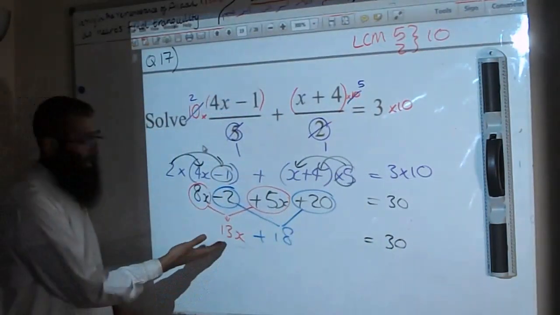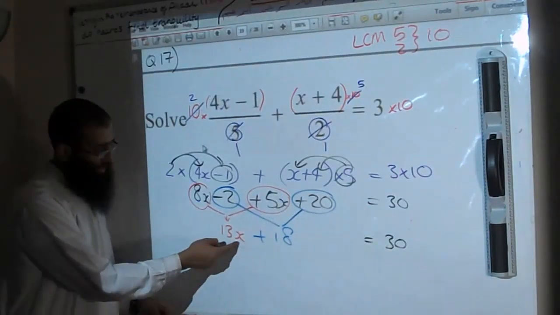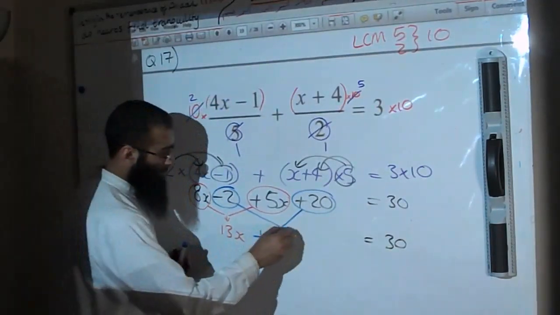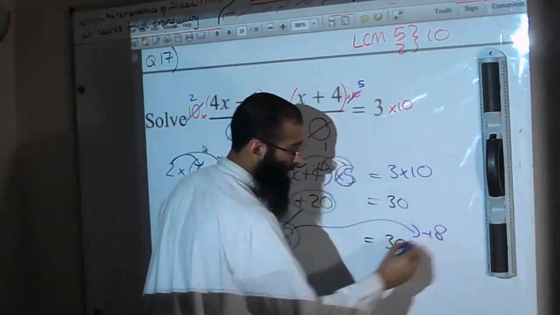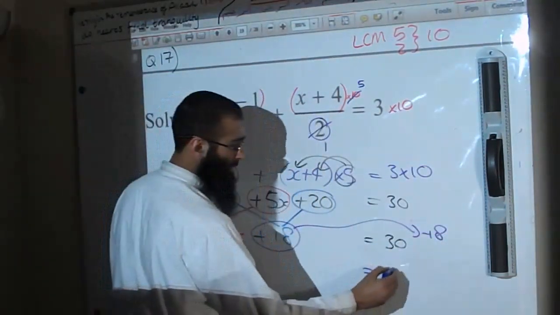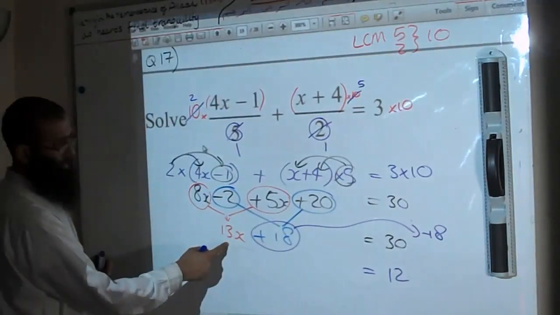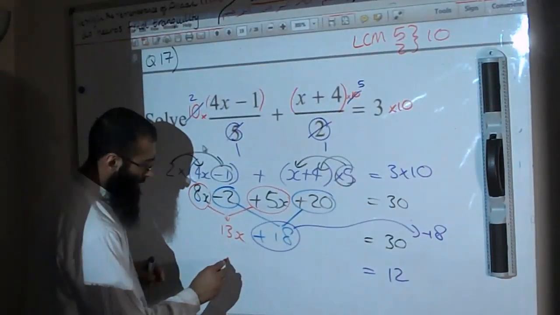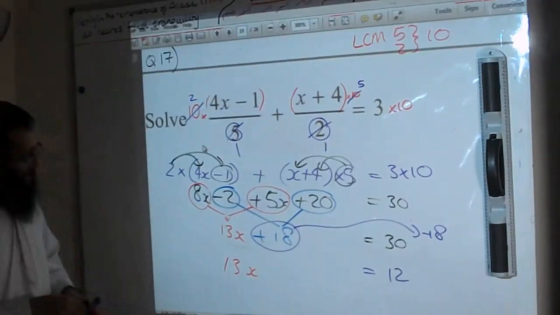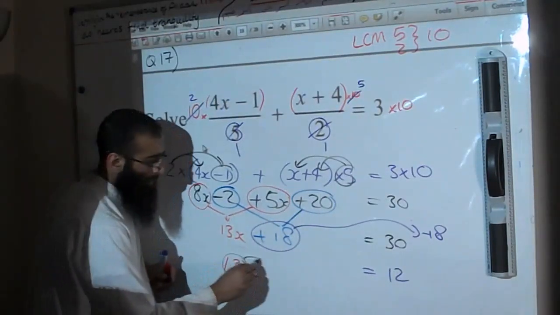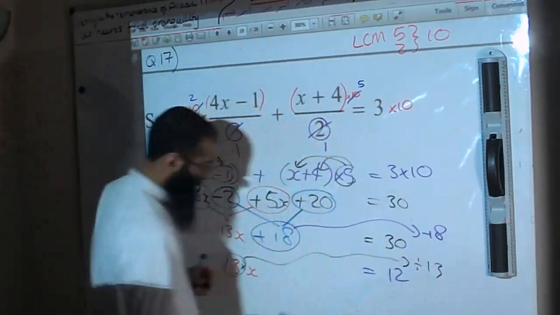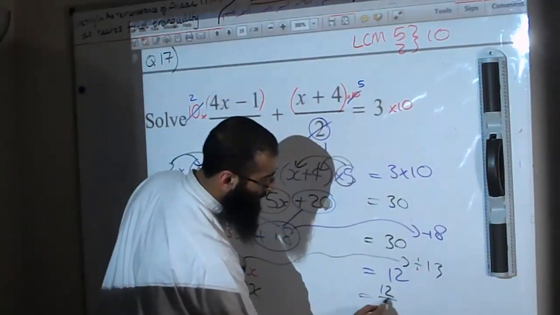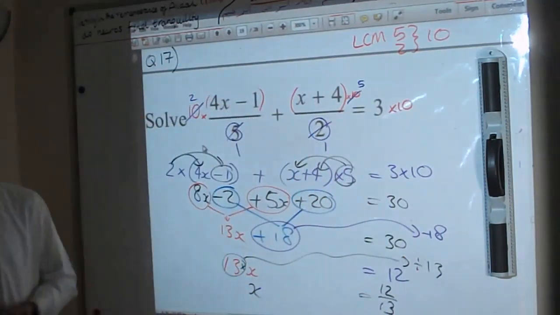Now, in order to solve this for x, that's our first action and second action. Opposite of add 18 is? Minus. So what's 30 take away 18? 12. Okay, what we left over here is? 13x. So, let's just copy that. 13x. Now, opposite of times by 13 is? Okay, so our final x is x equals 12 over 13, which is a proper fraction.